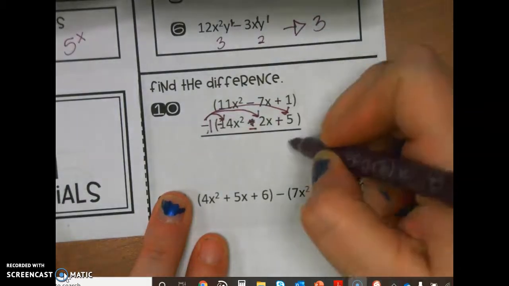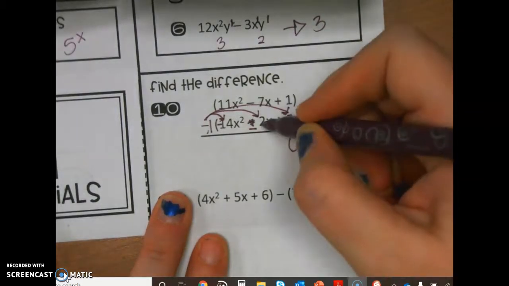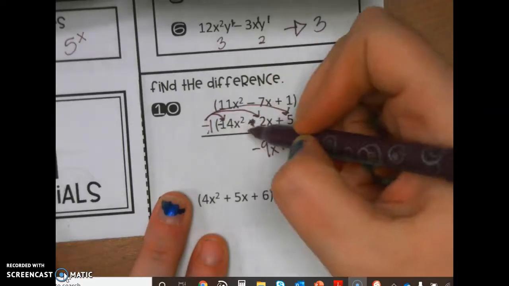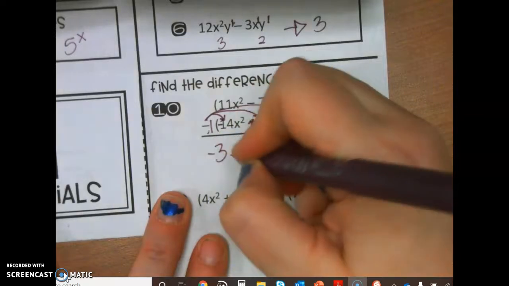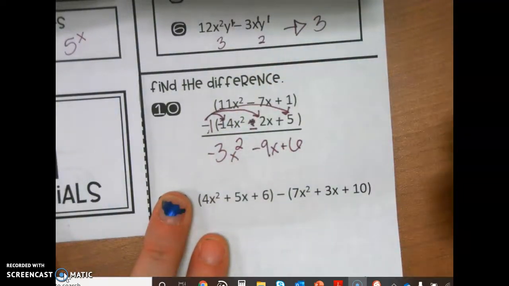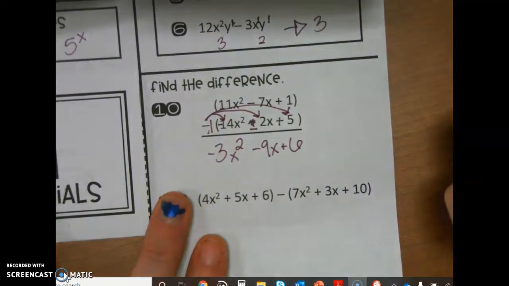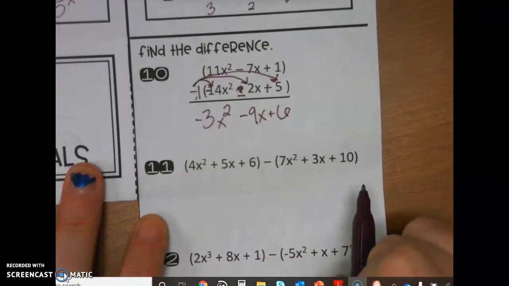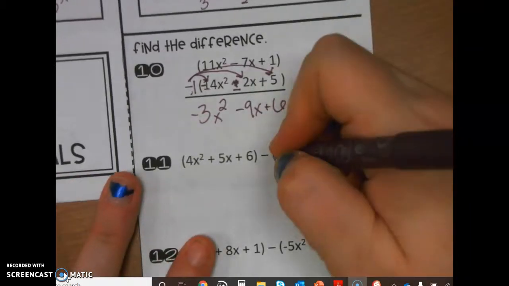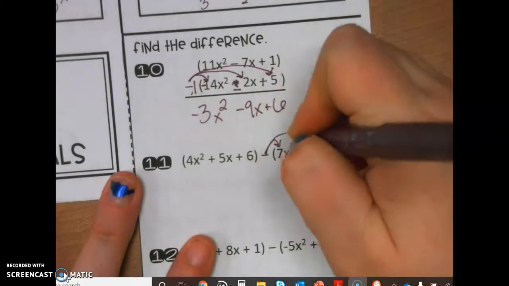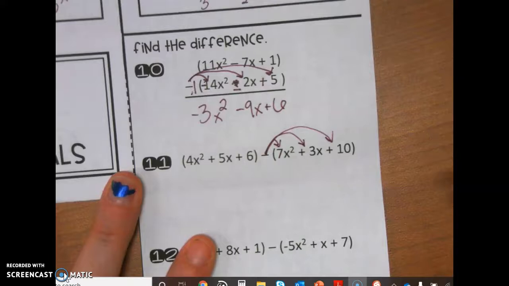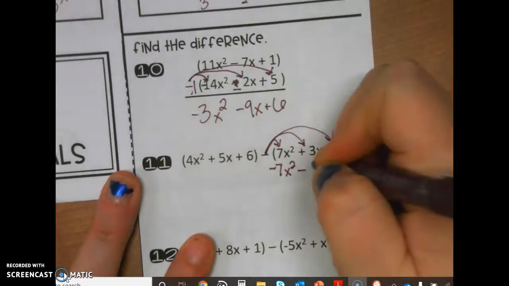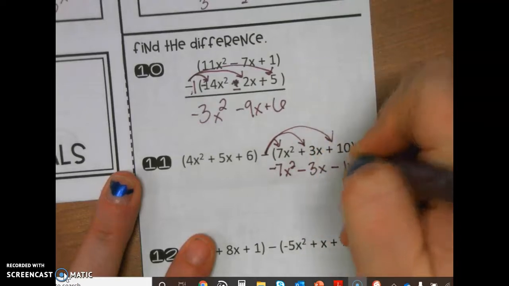So 1 plus 5 is 6. -7 and -2 is -9. And then -14 and +11 is -3x squared. Okay? Ta-da! So look at this one. Can you do it side by side? Of course we can. But I have to take this little friend and distribute to each of those places. So I get -7x squared minus 3x minus 10.